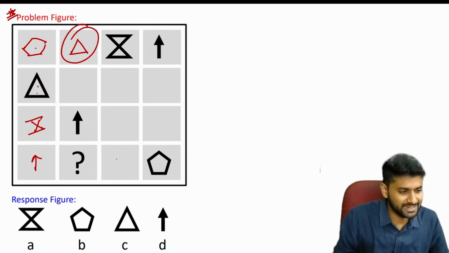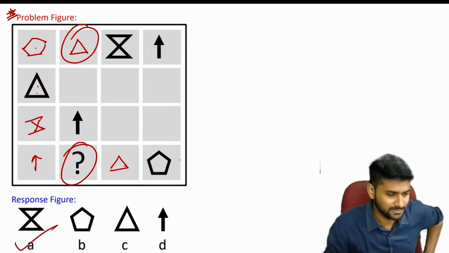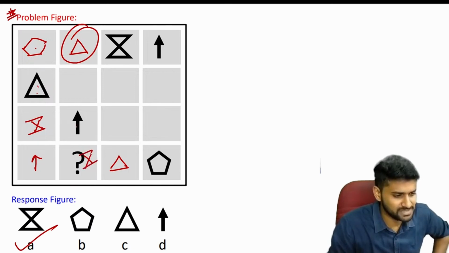You cannot take the triangle here, so definitely this is the triangle. So what do you have to replace the question mark with? That's A. Is it clear? So this is the picture you have to replace. Let me just finish the remaining ones. We are done with these two.